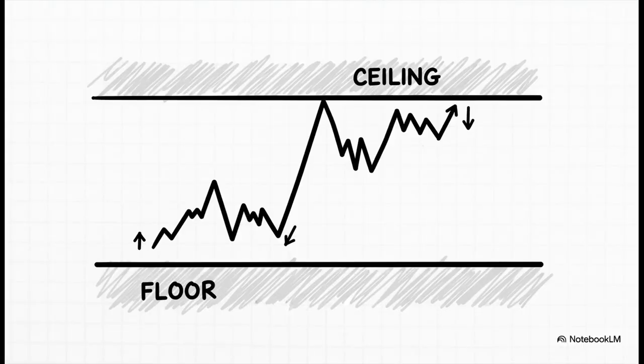Now, once you see a trend, you start to notice these invisible floors and ceilings in the market. Support is the floor. It's a price level where buyers seem to always show up and say, nope, not going any lower, and prop the price up. Resistance is the ceiling. It's that price zone where sellers come out in force and stop the price from climbing any higher. Learning to spot these levels is absolutely crucial for planning where to get in, where to get out, and how to manage your risk.